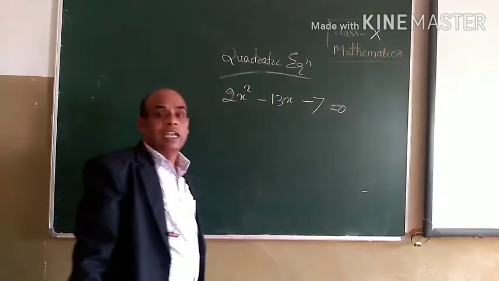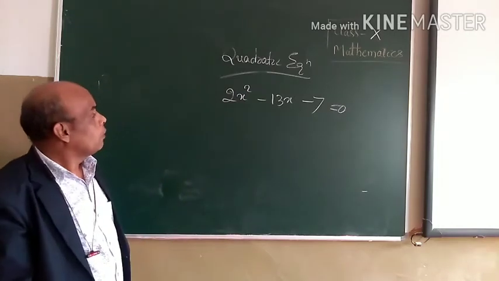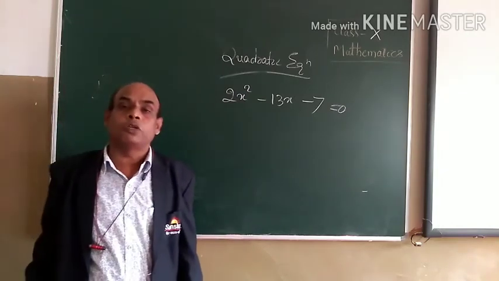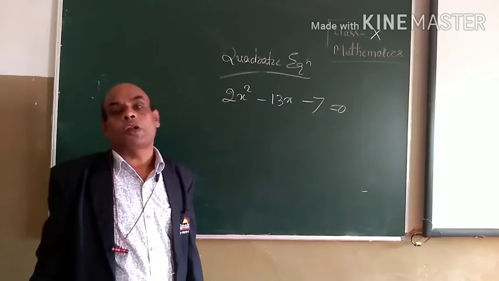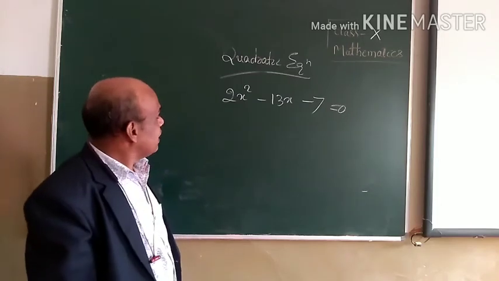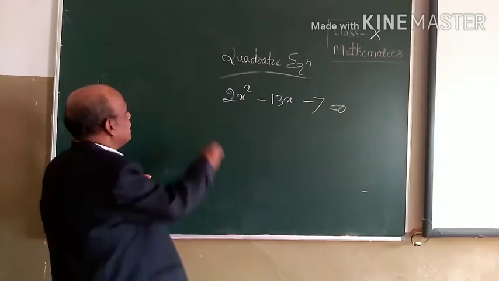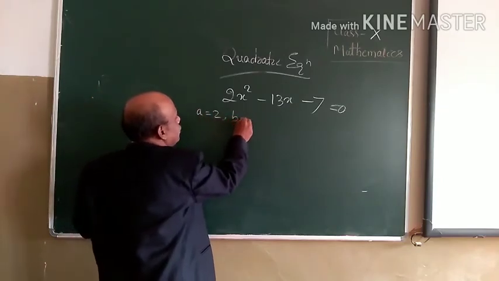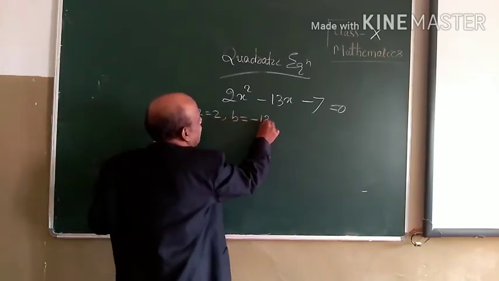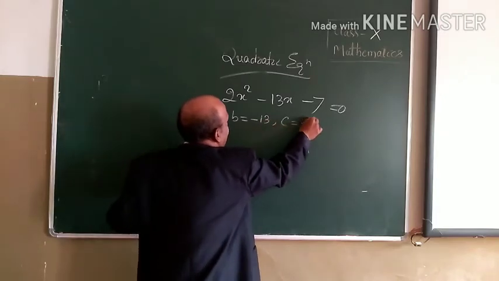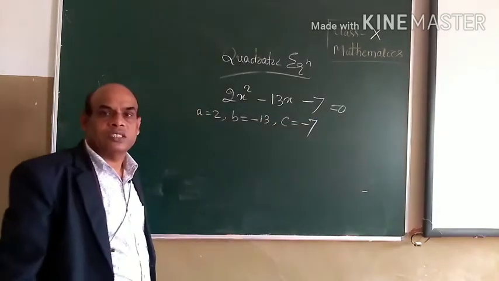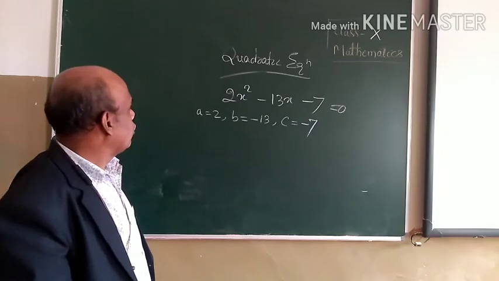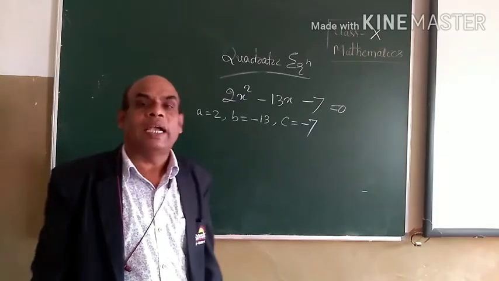Suppose the question is like this: you have to find the sum of the roots as well as the product of the roots. You may write here a is equal to 2, b is equal to minus 13, and c is equal to minus 7. First, your duty is to find a, b and c.